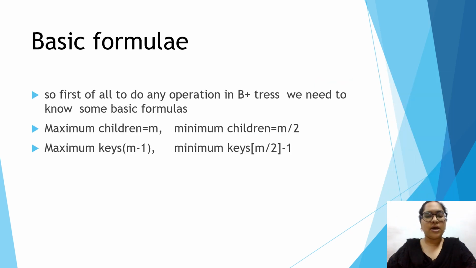And next, we have some basic formulas that we need to remember when we are trying to solve a B plus tree problem. So first, maximum children will be m and minimum children will be m by 2. Then maximum keys are m minus 1 and minimum keys are m by 2 minus 1. So these are the basic formulas, or you can say statements, that we need to remember to do any problem in B plus trees.